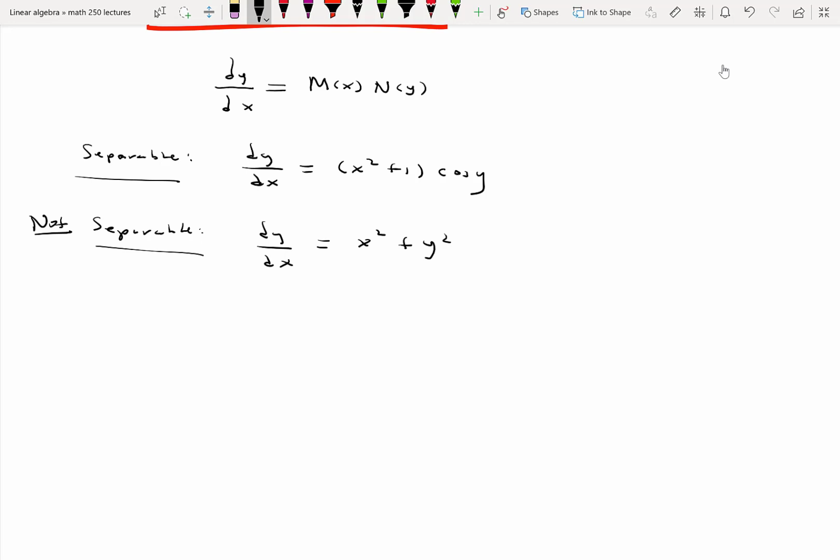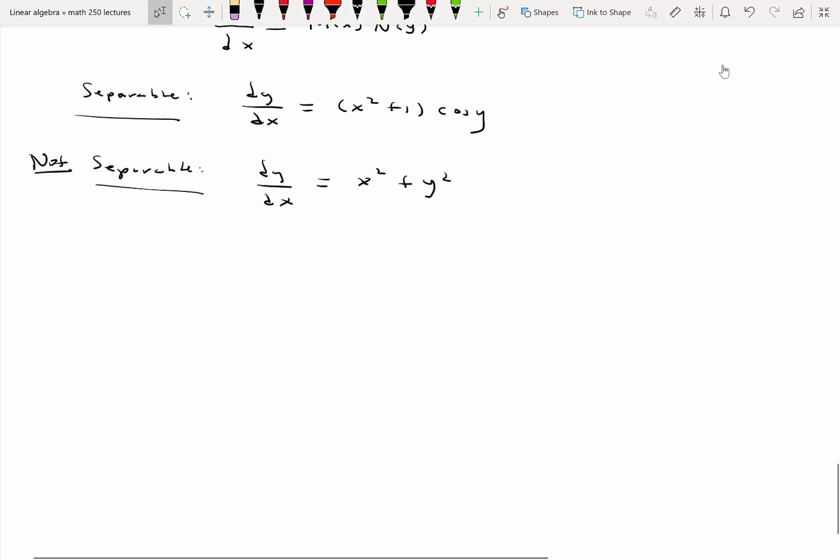That's not to say that all non-separable differential equations have difficult solutions. That's not the case. It just happens that this very simple looking one doesn't. So let's look at a simple one that is separable, and let's solve it.